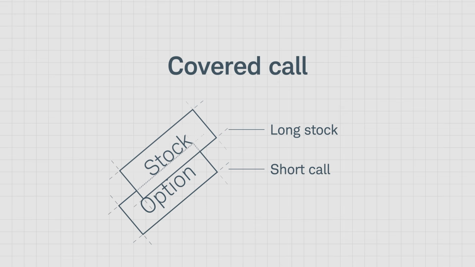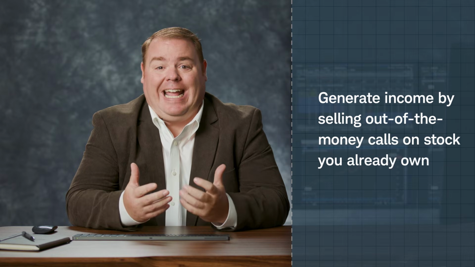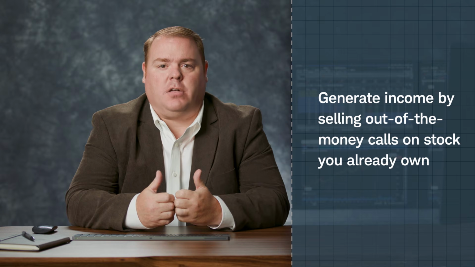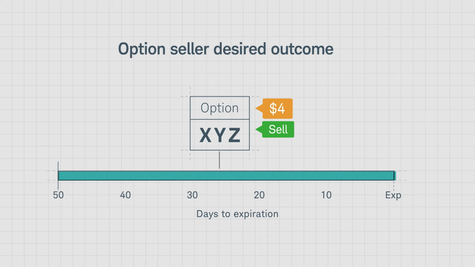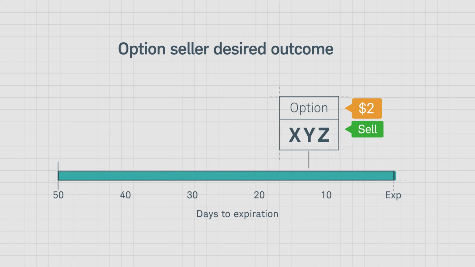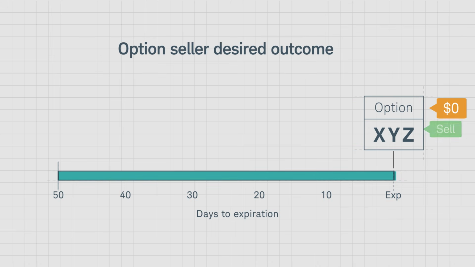So now that we've covered the basics of how options work and how you could potentially profit from them as a buyer or a seller, let's dive into one strategy in particular, covered calls. The covered call is a common starting point for new options traders because it combines call options with stocks you already own. So what is it? Generally, the goal of a covered call is to generate income by selling out of the money calls on stock you already own. As the option seller, you hope the option decreases in value so you can buy it back for less or let it expire worthless. So you get to keep the premium and the shares of the stock.